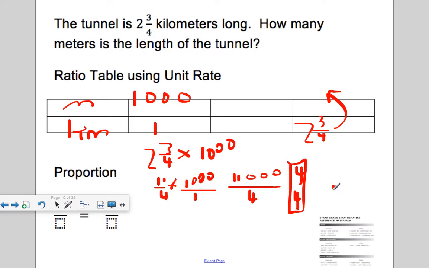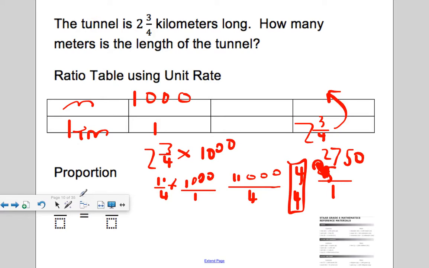So 4 divided by 4 is 1. 11,000 divided by 4 is 2,000. I'm trying to do it in my head, by the way. 4 goes into 11 two times, that's 8, so 3 left, that's 30. 4 goes into 30 seven times, 28, then 32. So 2,750. There are 2,750 meters in 2 3/4 kilometers. And that's the answer.